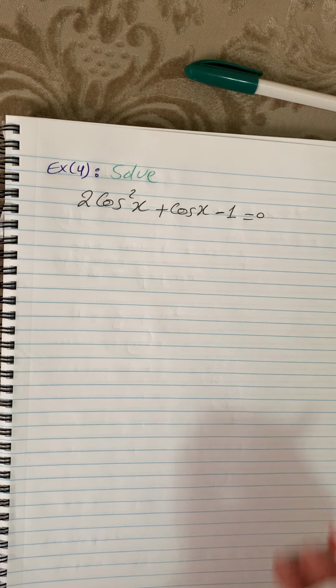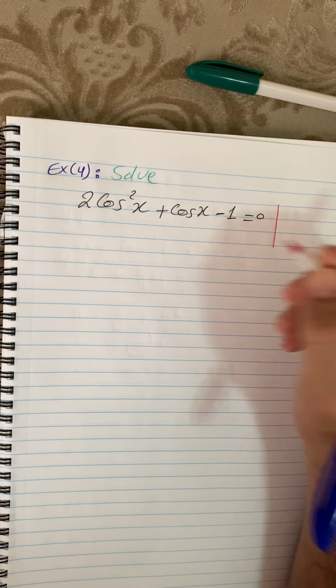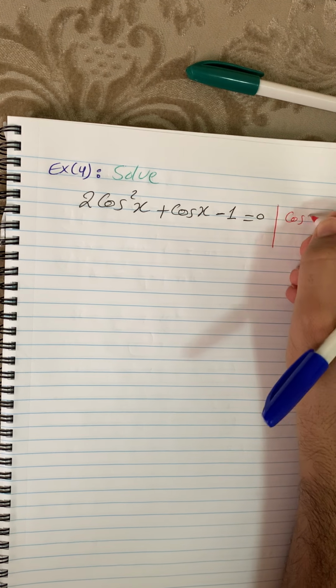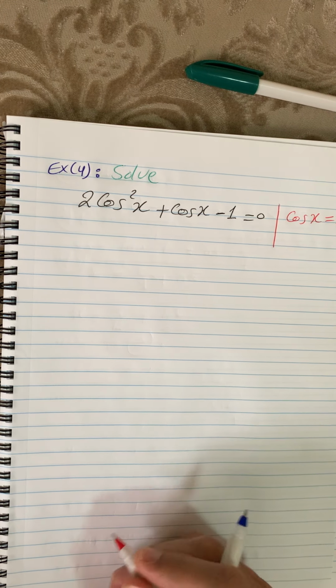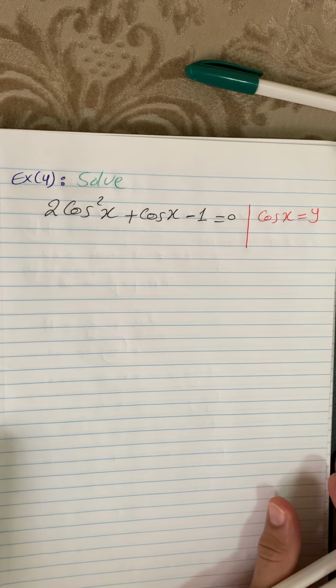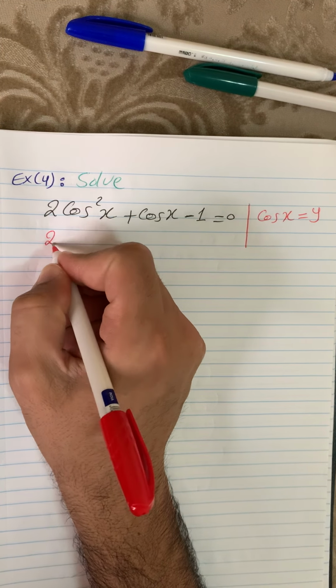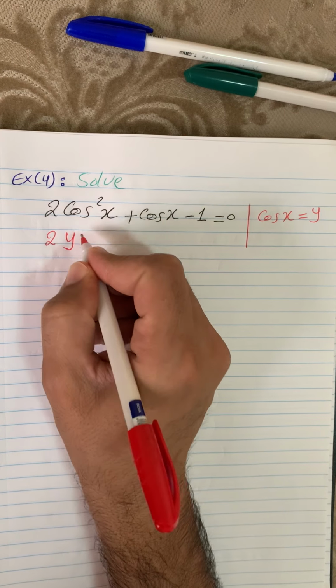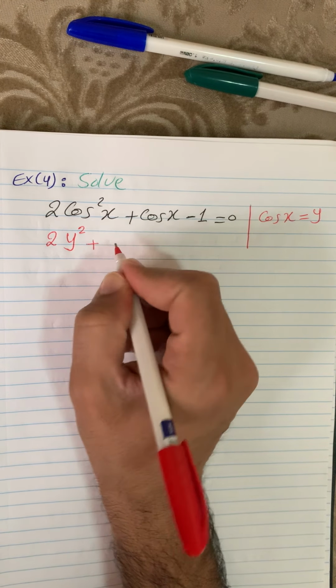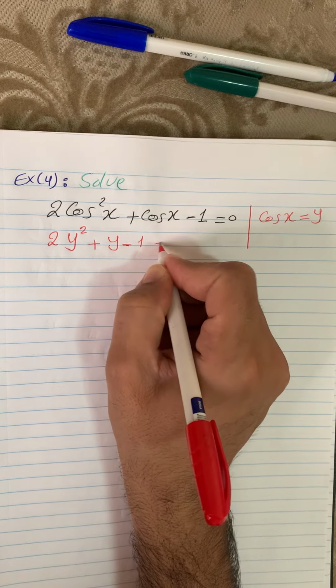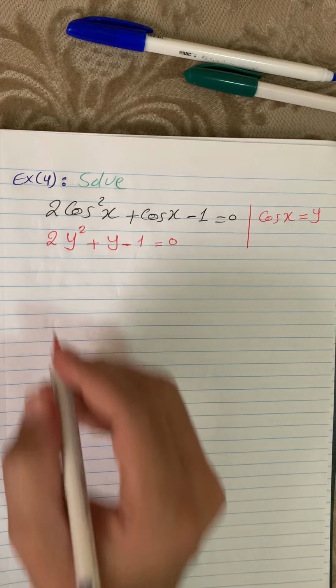Now we can do substitution. We can replace cosine x by y. Let's replace each cosine x by y. So 2y square plus y minus 1 equals 0.